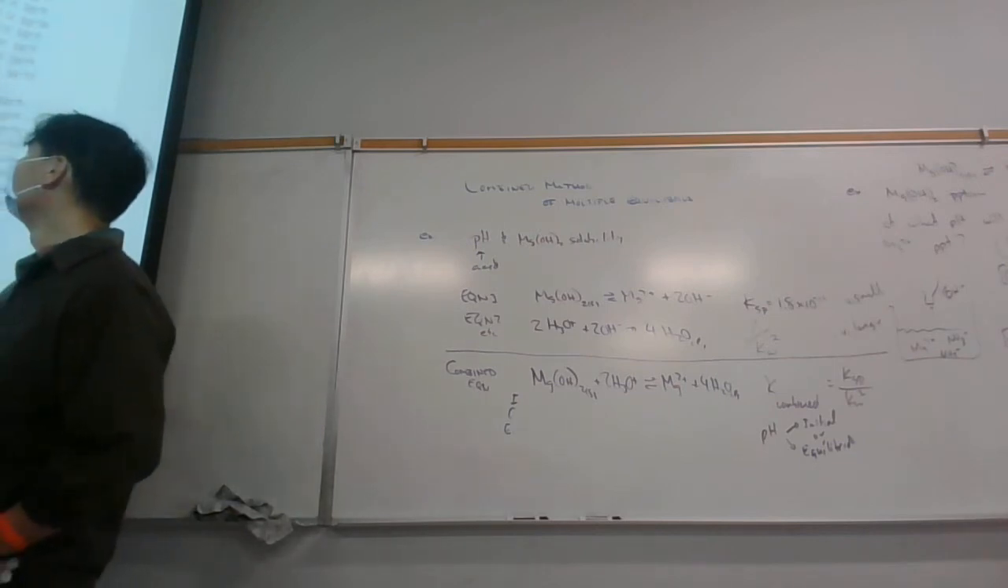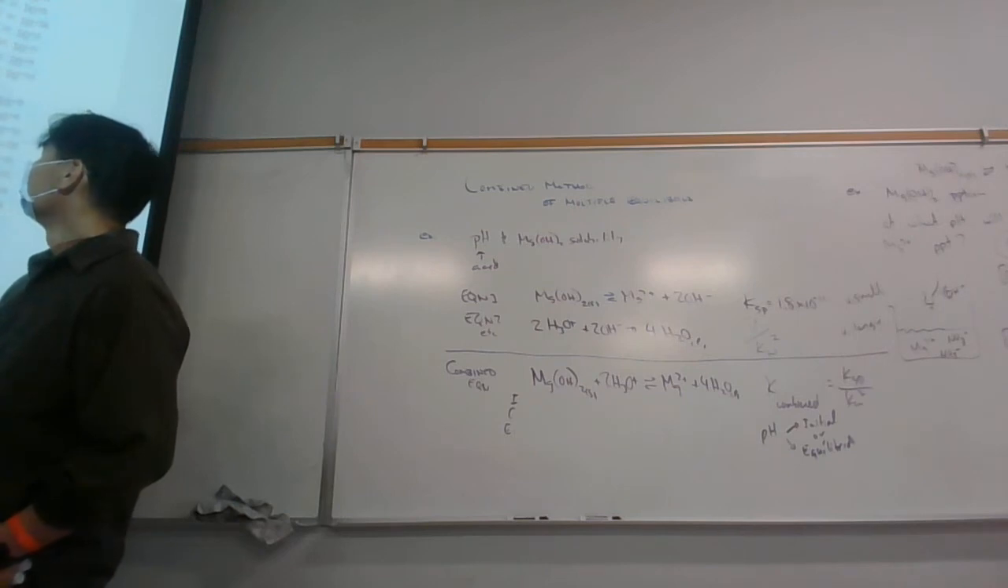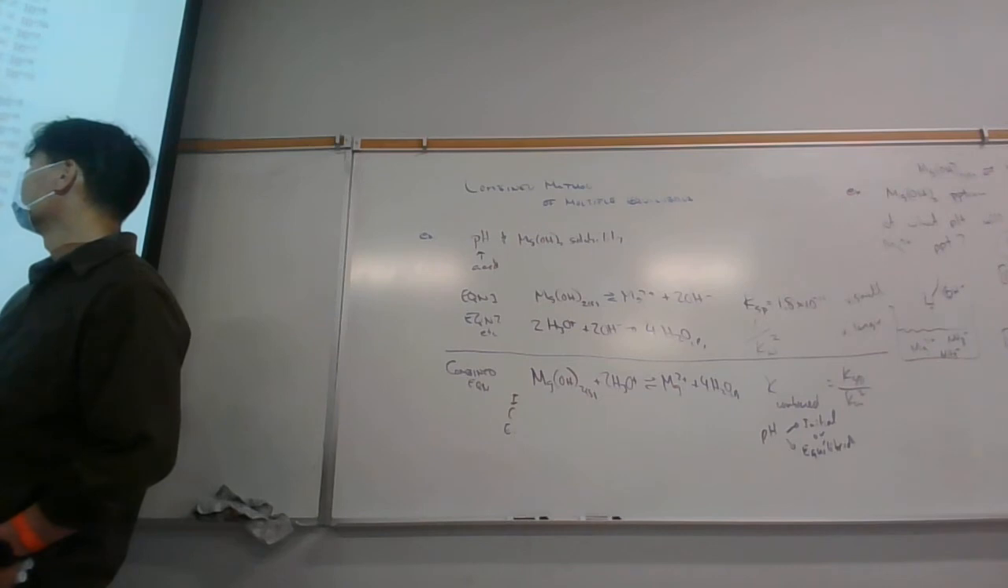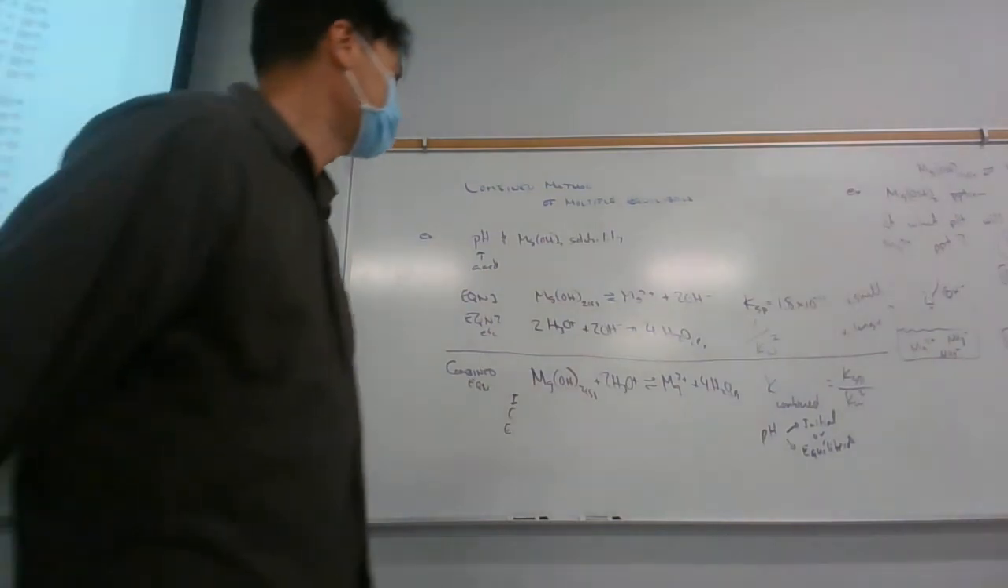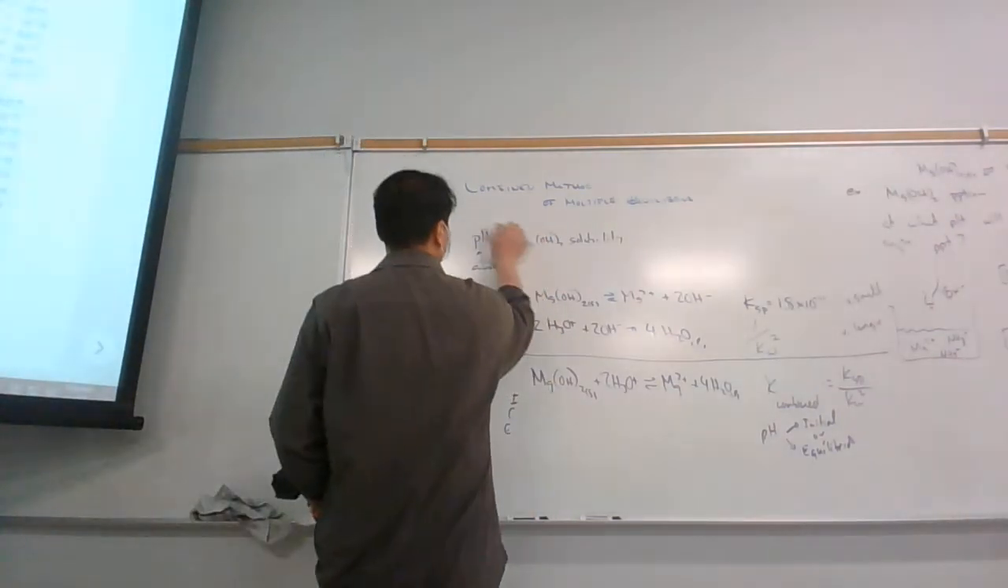Something like fluoride might be a lot easier. It's a monobasic base. And so let's take a look at magnesium fluoride, and then we'll go to something like magnesium carbonate.